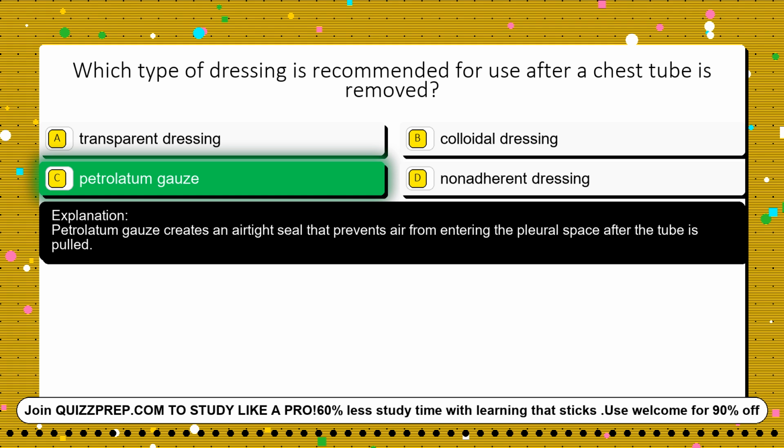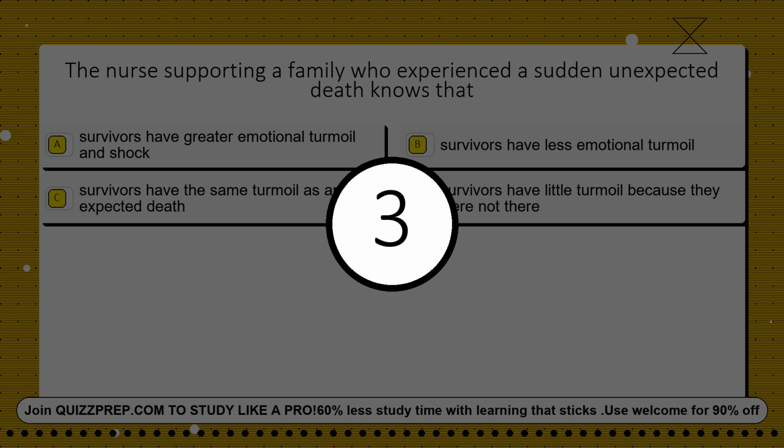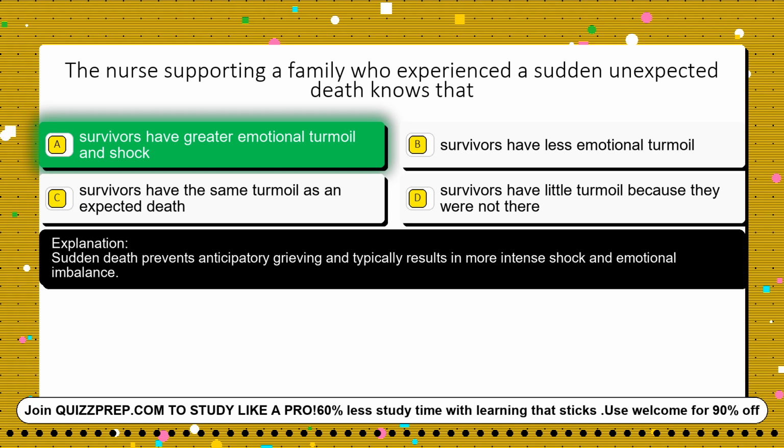Question 106. The nurse supporting a family who experienced a sudden unexpected death knows that: Option A. Survivors have greater emotional turmoil and shock. Option B. Survivors have less emotional turmoil. Option C. Survivors have the same turmoil as an expected death. Option D. Survivors have little turmoil because they were not there. The correct answer is option A. Survivors have greater emotional turmoil and shock. Sudden death prevents anticipatory grieving and typically results in more intense shock and emotional imbalance.